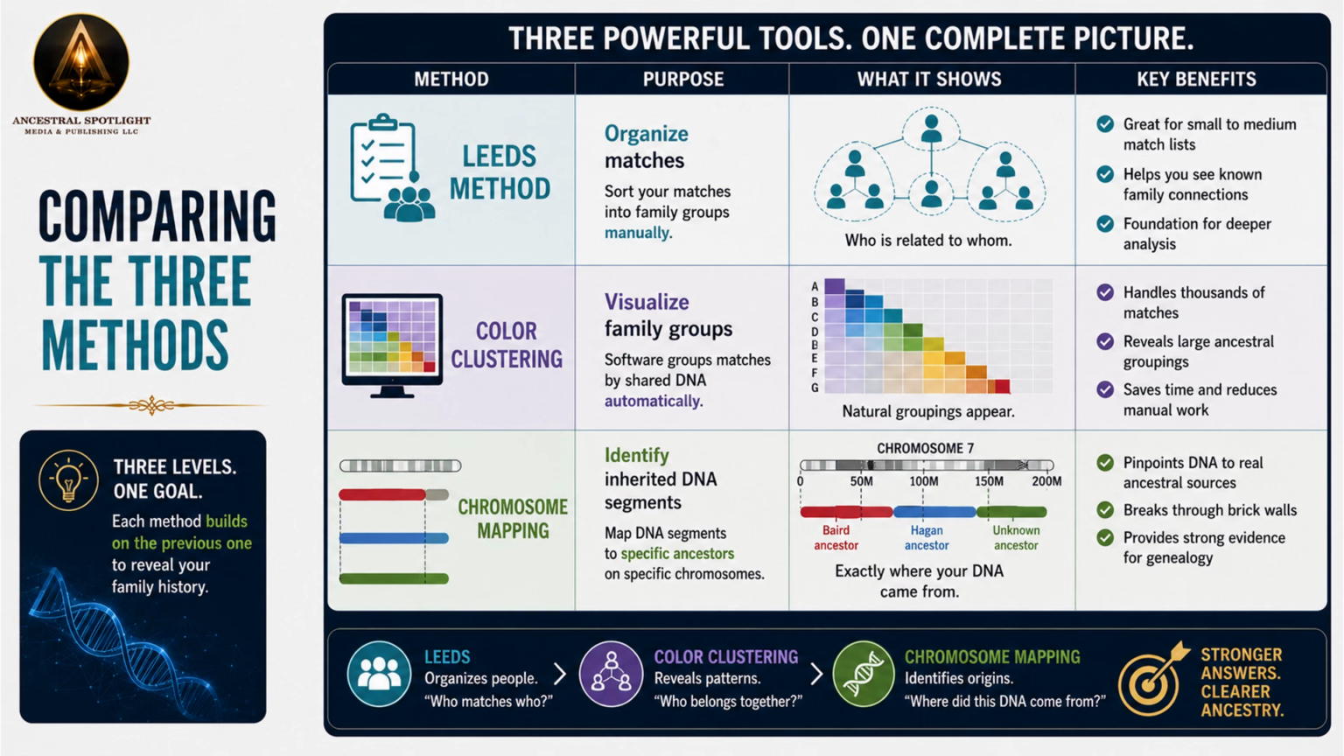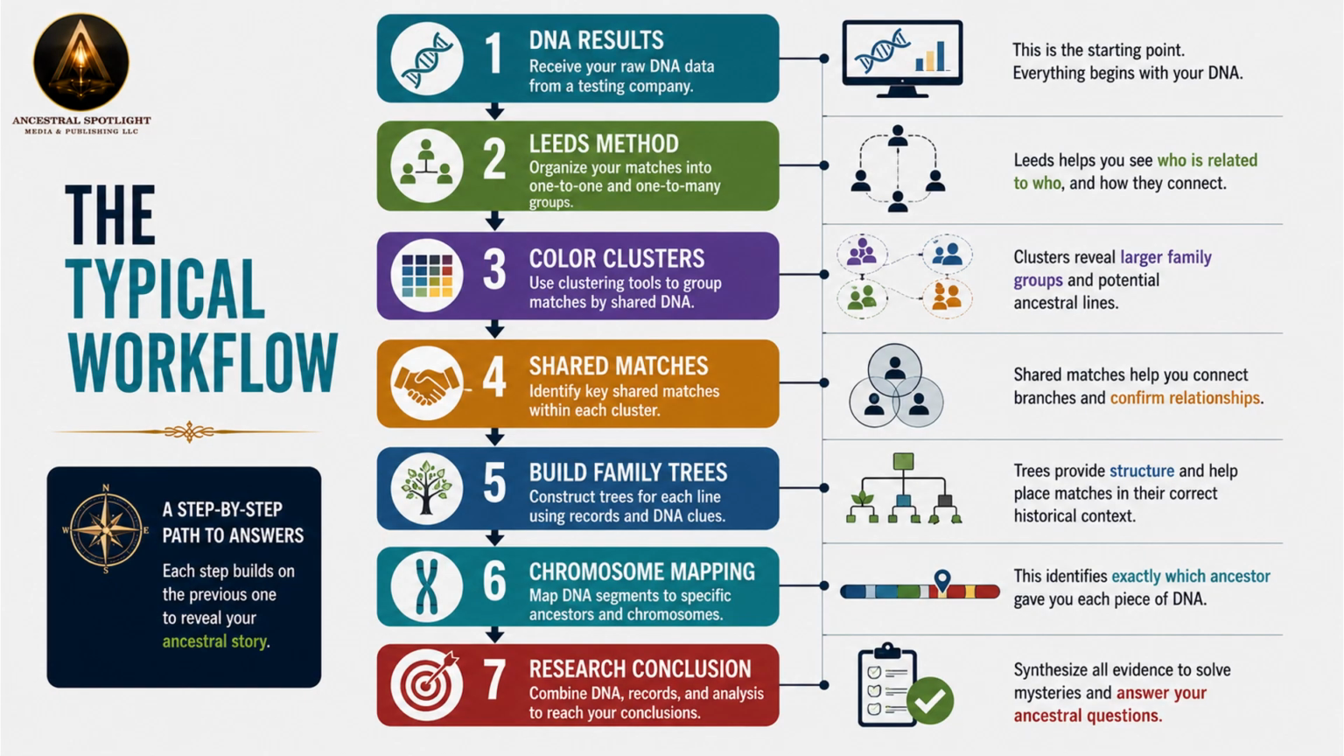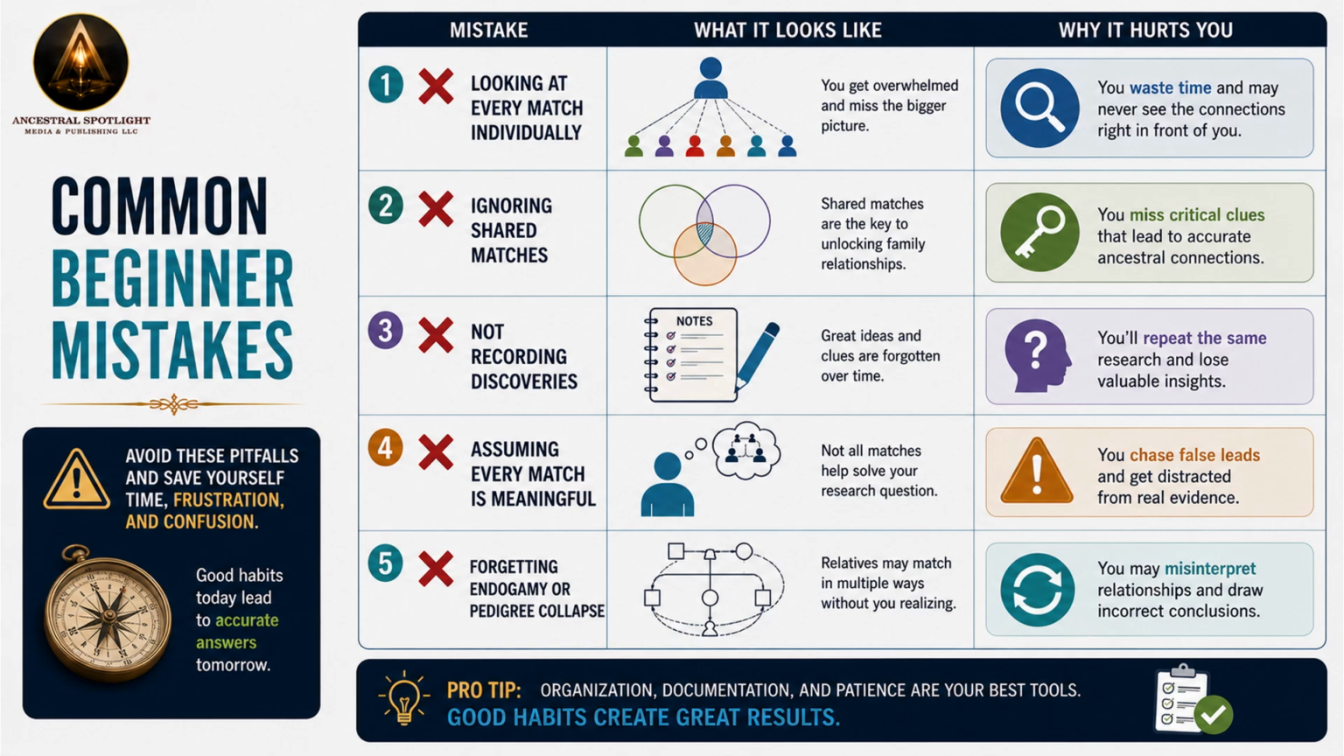Think of these as 3 levels. Leeds organizes people, clusters reveal larger patterns. Chromosome mapping identifies exactly where your DNA came from. This workflow is how many experienced genetic genealogists tackle unknown parentage cases and complex family mysteries. Organization saves enormous amounts of time. Always document what you've learned, because you'll revisit the same matches repeatedly as your tree grows.